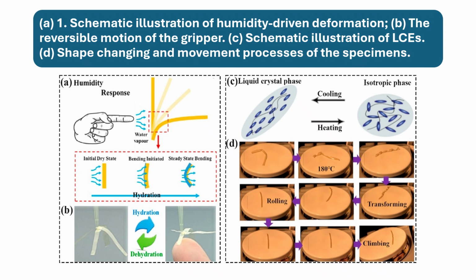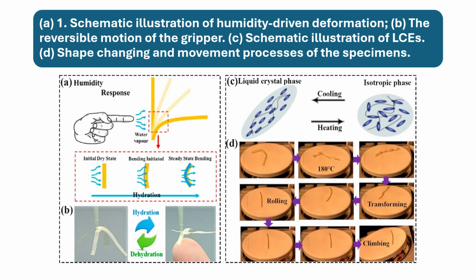C is the liquid crystal phase. You can see the crystal phase. If we heat the crystal phase, it changes into isotropic phase. If we cool the isotropic phase, it changes into liquid crystal phase. Clear? The picture is shown, and the D part, as I told you, shows the change and movement processes of the specimens as we increase the temperature up to 180 degrees Celsius.